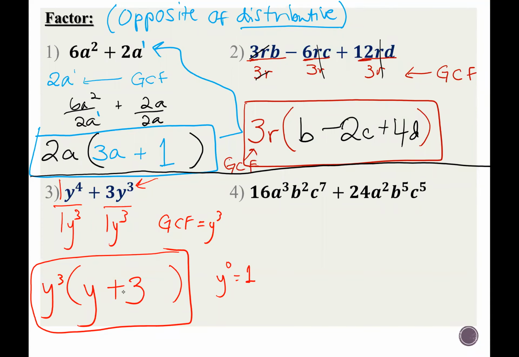And once again, you can check by distributing. Y to the 3rd times y is y to the 4th, plus y to the 3rd times 3 is 3y to the 3rd. So this distributing that I'm half showing you at the end is a way to check your answer.